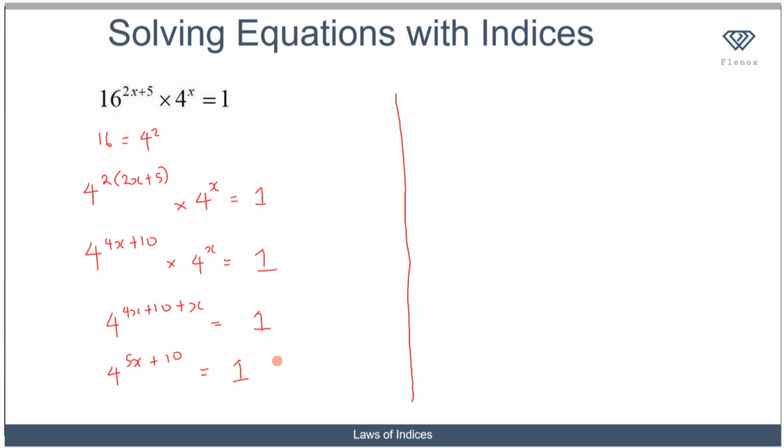Now, how do I deal with this? Before I can equate the exponents on both sides, I need to make sure that their bases are equal. But 4 is not equal to 1. But how can I make 1 equal to a power of 4? If you remember from our law of indices, anything raised to the power 0 is equal to 1. So with that, I can write 1 as 4 to the power of 0. If I substitute that here, I have 4 raised to the power 5x plus 10 being equal to 4 to the power of 0.